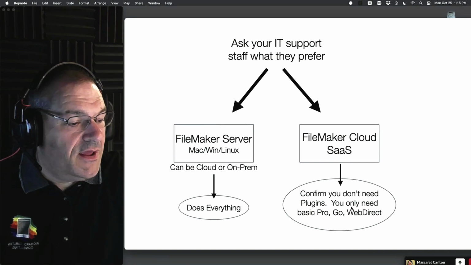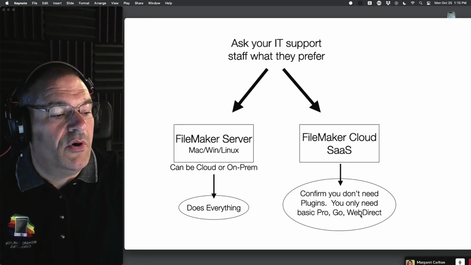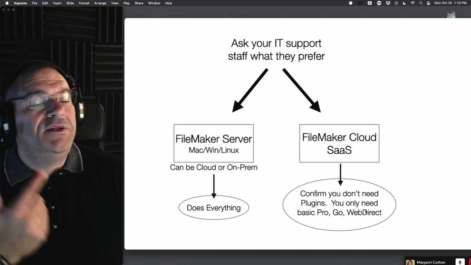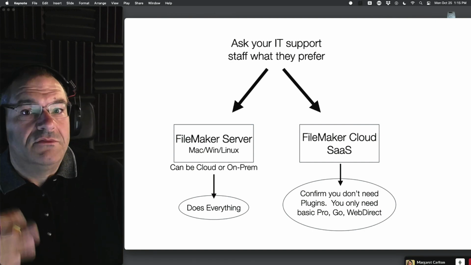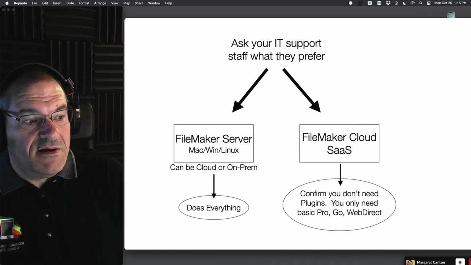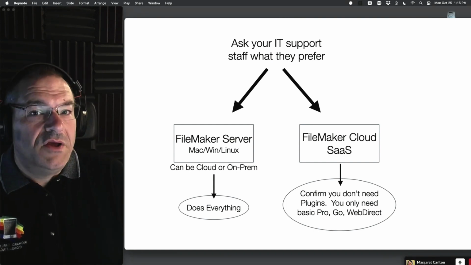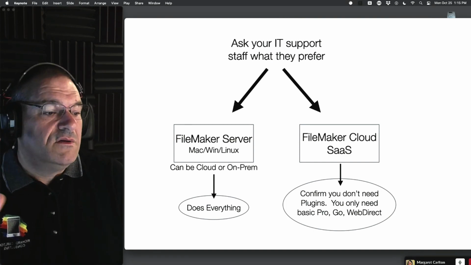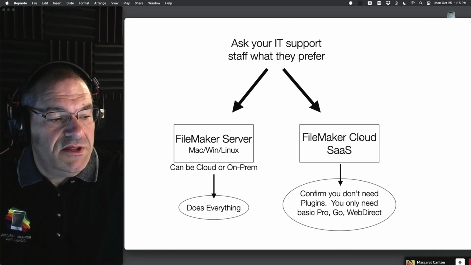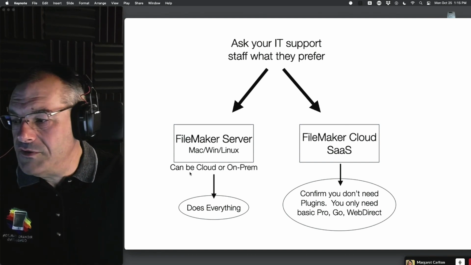Confirm you don't need plugins and you only need Basic, Pro, Go, and WebDirect. So you really don't need Monkey Bread on the server, right? You could use it on the Pro side only, right? You don't need Monkey Bread on Go. You don't need Monkey Bread on WebDirect, etc. And so then you can use the Cloud 2.0 offering over there.